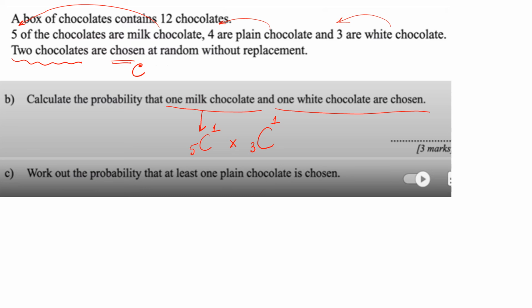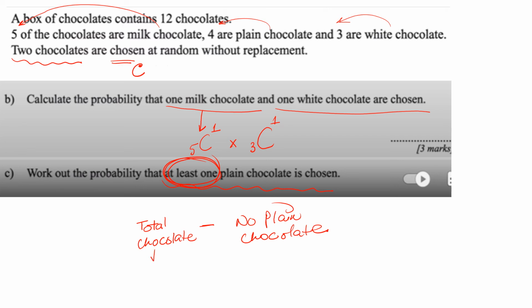Work out the probability that at least one plain chocolate is chosen. I told you, one plain chocolate, at least one. Whenever "at least one" comes, you will write total chocolates minus no plain chocolate. Whatever the others are, you have no concern. Okay, total chocolates: how many are there in total? In total, there are 12 chocolates. And out of the 12 chocolates, you have to select 2 chocolates according to your main situation.